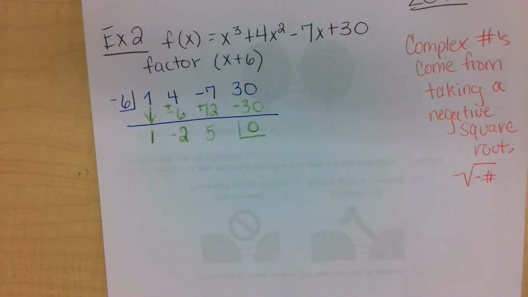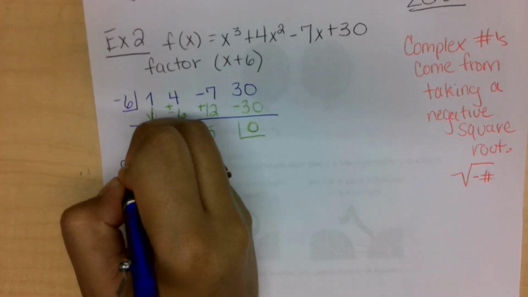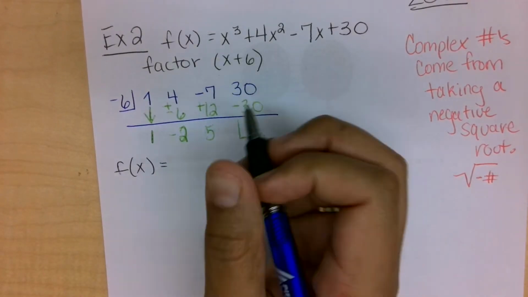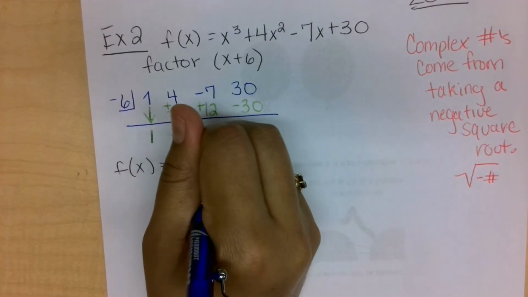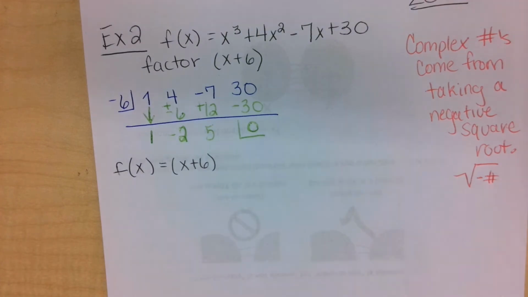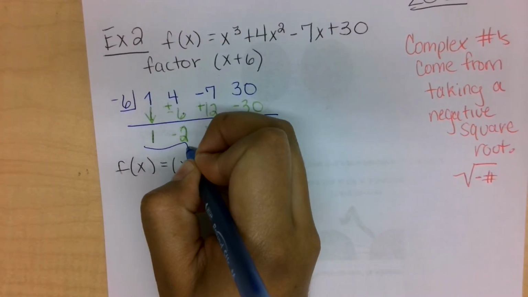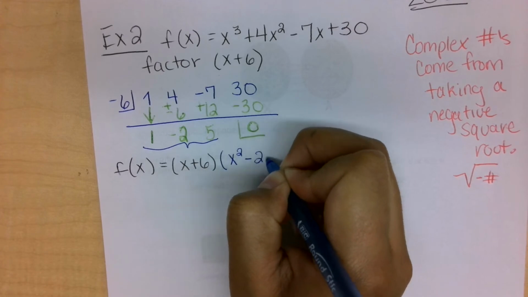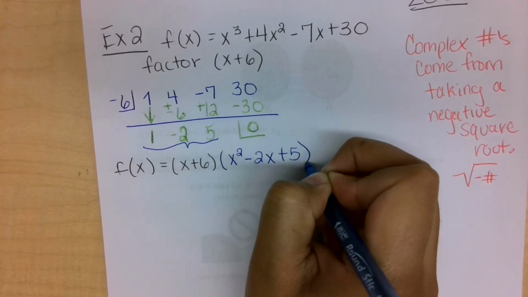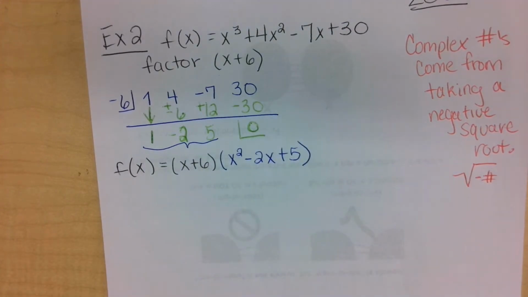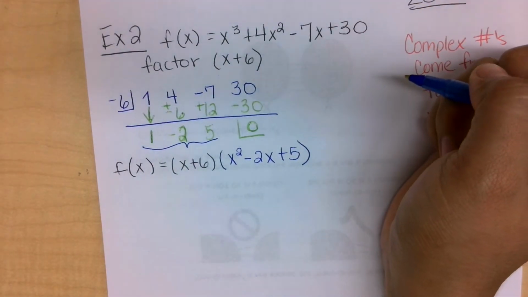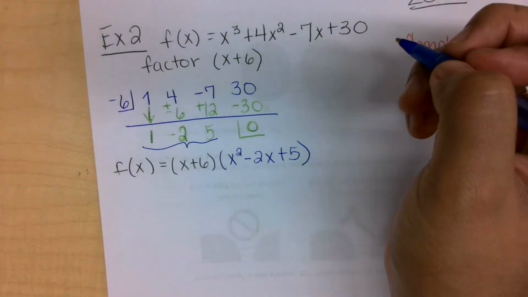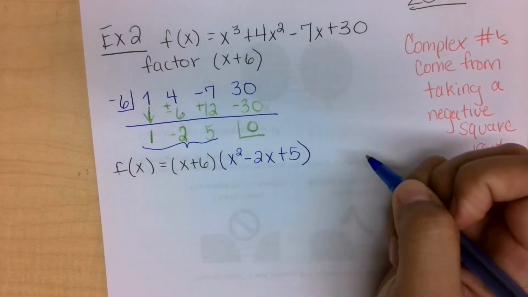So from this step, we know that our function f of x is equal to, I started with x plus 6, and if I were to multiply it by this answer, which is what it gave me when I divided, x squared minus 2x plus 5, like that, that would give me the original polynomial. So now here we're trying to find the zeros. What makes the function 0? Because the zeros is when the function is equal to 0.